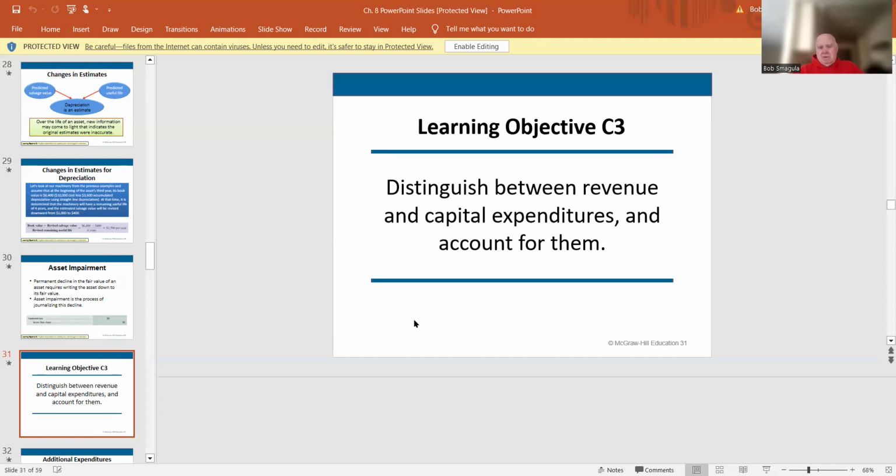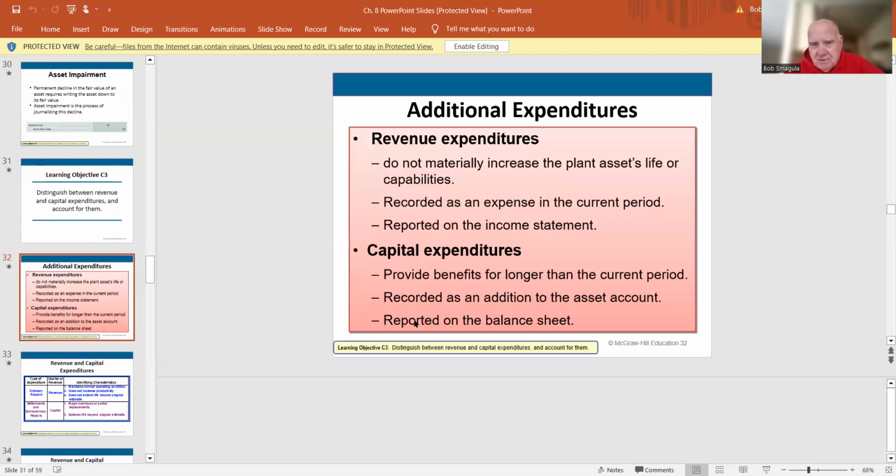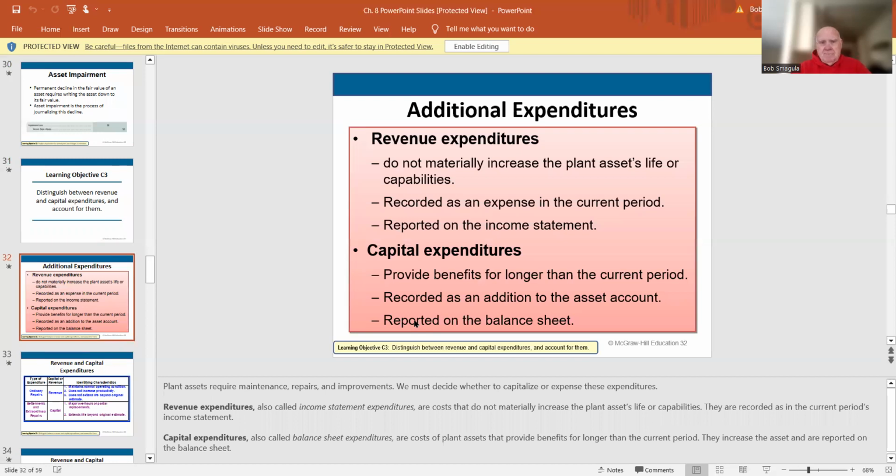Distinguish between revenue and capital expenditures and account for them. Capital expenditures are those that are recorded on the balance sheet, and the revenues and expenses go to the income statement. And there are simple rules that we need to have in our mind. Additional expenditures. Revenue expenditures. I wish they would use the term revenue and expenses.